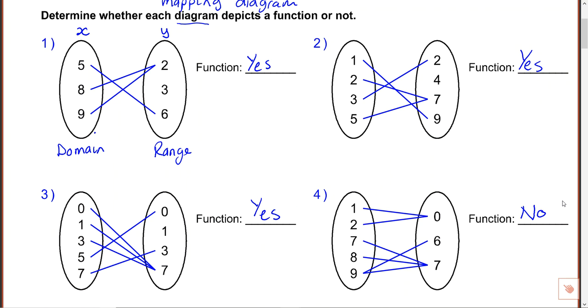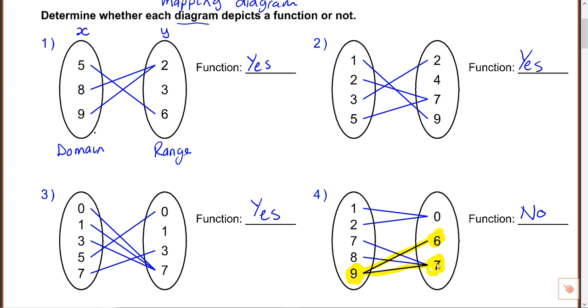Because when x is 9, then its y is either 7 or 6. It's both. Oh, the x can't be 2 options. That was smart, actually. This is the issue. This number 9 is going to 6 and going to 7. Now that is not a function. That's a relation. It's just a relation between two values.